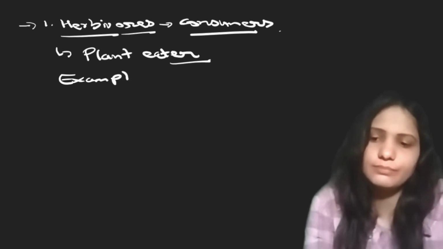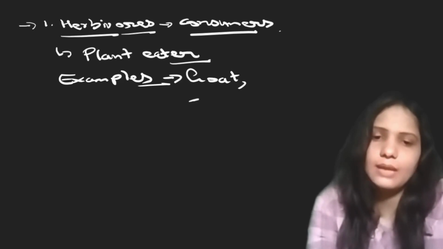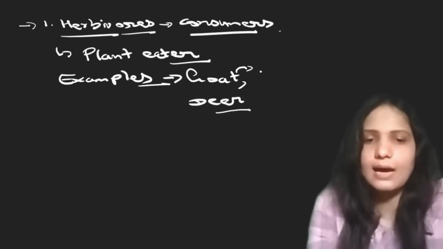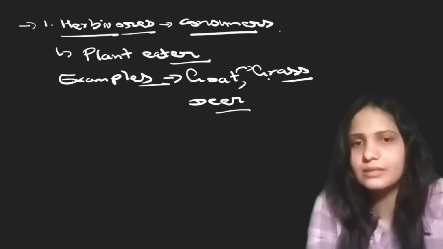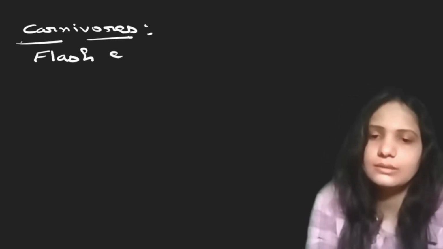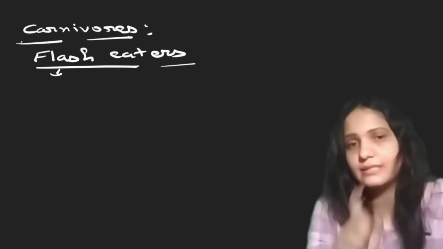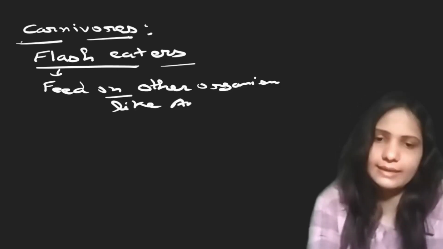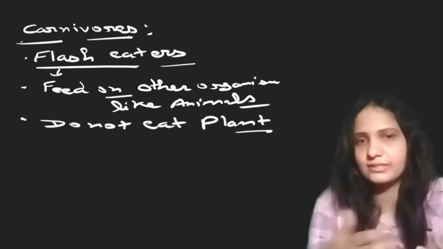What are the examples of herbivores? The best examples of herbivores are goat and deer. A goat grazes on grass. So what do they eat? They eat plants, grass. So they are examples of herbivores. Next we have carnivores. Carnivores are the flesh eaters. Flesh eaters means they feed on animals. They feed on other organisms except plants. They do not feed on plants. What they eat is flesh, they eat meat.